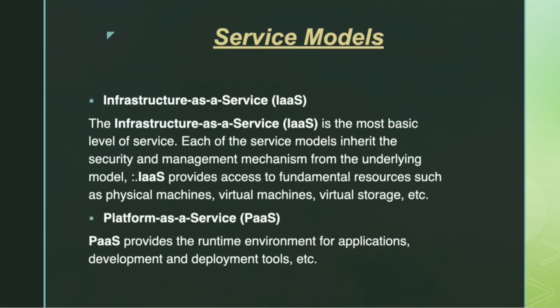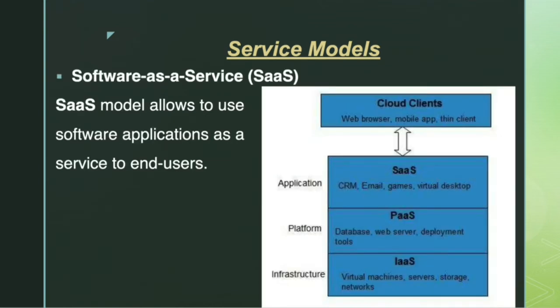Now, infrastructure as a service is the most basic level of service. Each of the service models inherits the security and management mechanism from the underlying model, as shown in the following diagram. Infrastructure as a service provides access to fundamental resources such as physical machines, virtual storage, etc. Platform as a service provides the runtime environment for applications, development and deployment tools, etc. Software as a service model allows the use of software applications as a service by end users.